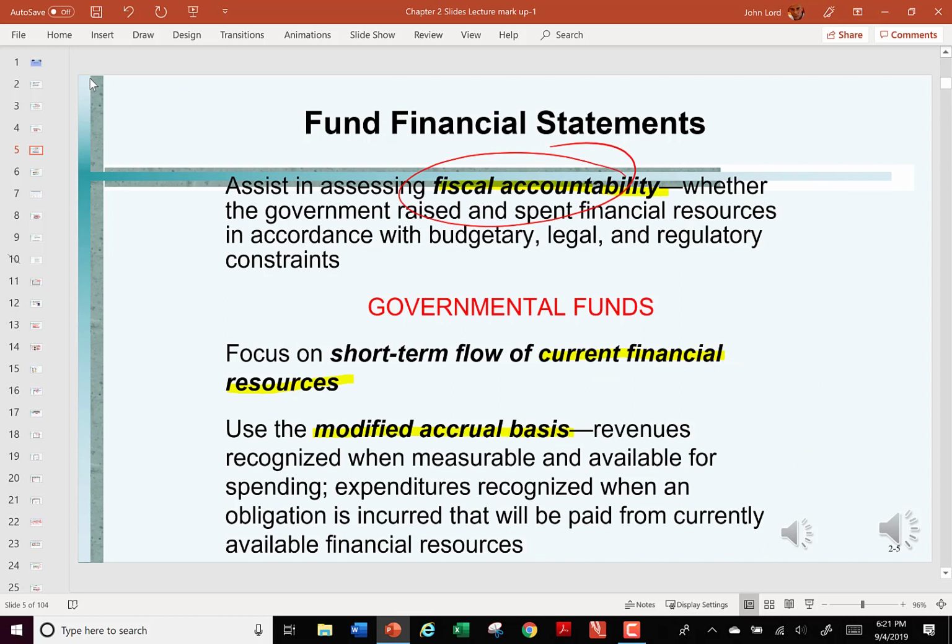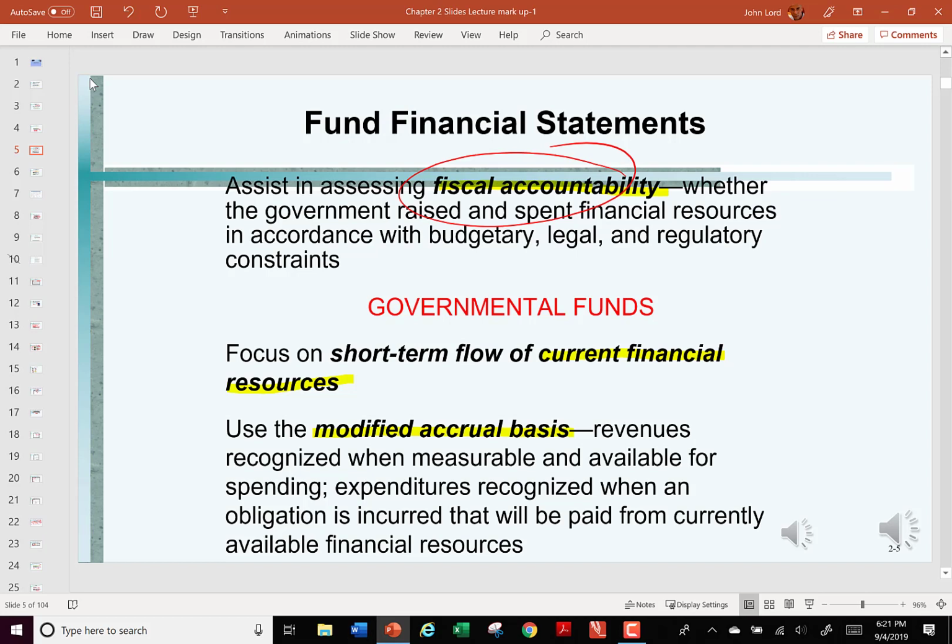Okay, so when we deal with our governmental funds, we're talking about, and we said this last time, fiscal accountability as opposed to operational accountability. We're not using the economic resources measurement focus, we're using the current financial resources measurement focus. Okay, and we're going to use the modified accrual basis of accounting.